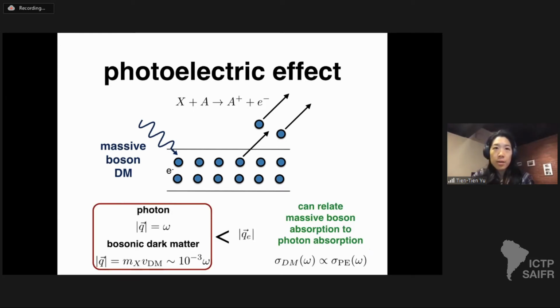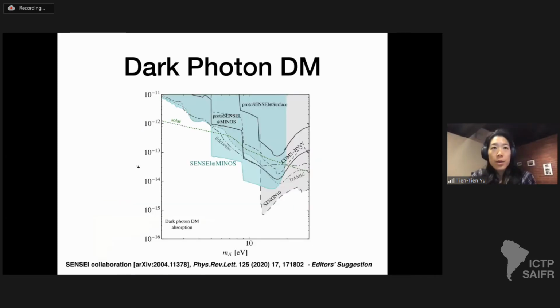And this is a really nice process because you can relate it to photon absorption, which is well measured. It's an experimentally measured quantity for various materials. And so the cross section for this absorption is directly proportional to this photon absorption cross section. And in this way, we can look for dark matter. In particular, the interesting one is dark photon dark matter. You can also look for axionic pseudoscalar dark matter. It turns out this is not the best way to do it, but for dark photon dark matter, you can say something interesting.